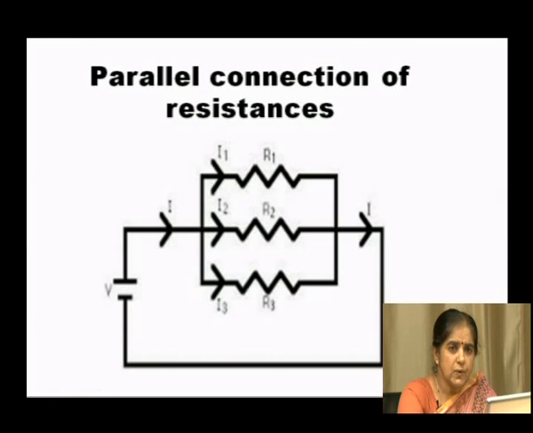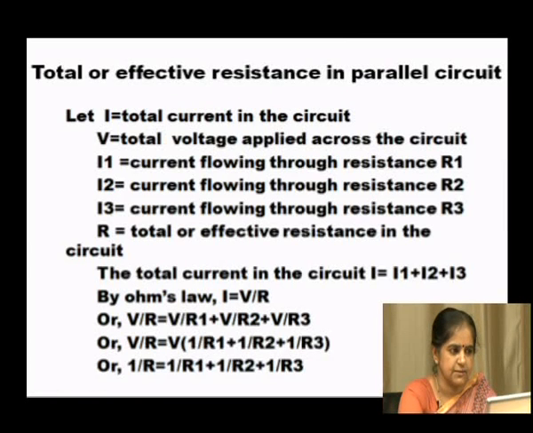Okay. So, with this background, let us try to find out what will be the effective resistance or total resistance in the circuit. I is the total current, I1, I2, I3 are the branch currents, R1, R2, R3 are the resistances, and V is the total voltage applied between the ends of the resistance connection. Now, let us try to know about the effective resistance in the parallel circuit. How to find the effective resistance in the parallel circuit?